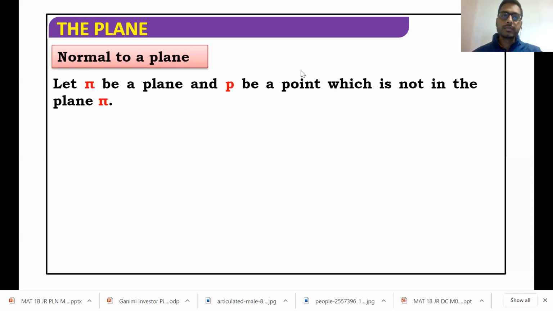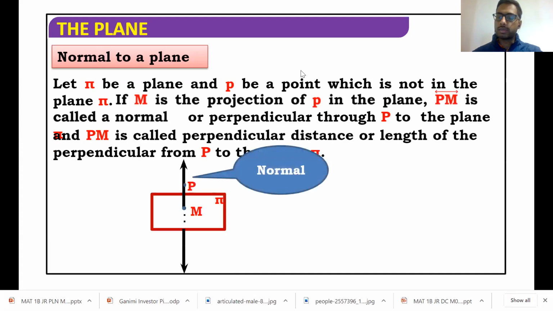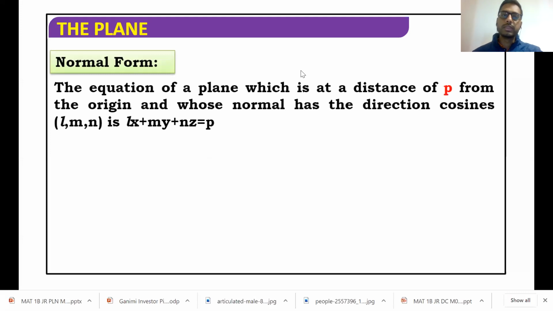Normal to a plane. Suppose you have a plane which is represented by the letter pi, and we are drawing a perpendicular to it. That perpendicular is meeting at M, and the perpendicular is also passing through point P. So PM is a normal to my plane. Then the equation using the normal form is Lx plus My plus Nz is equal to p, where L, M, and N are direction cosines. Also, we know that the values of direction cosines L, M, and N are cos alpha, cos beta, and cos gamma. So I can also write this as x cos alpha plus y cos beta plus z cos gamma is equal to p.